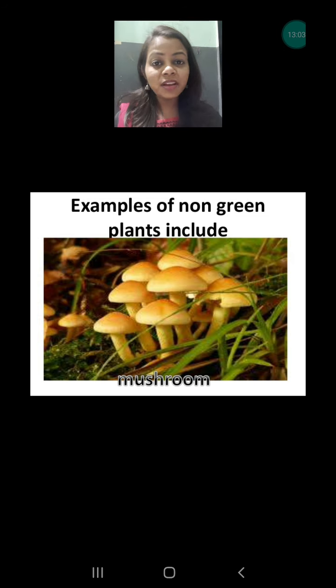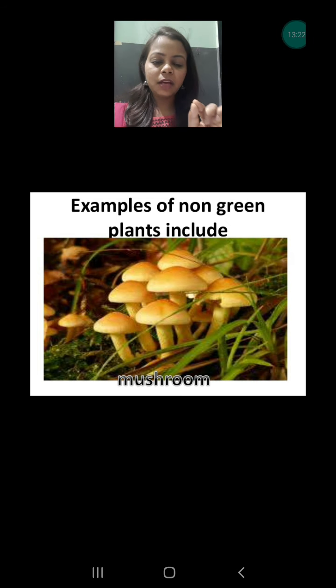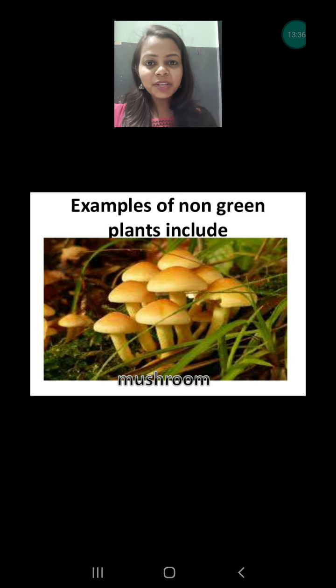Now the big question arises from here: if they are not having chlorophyll, they are not able to do photosynthesis, because just now I told you they must have 4 ingredients: water, carbon dioxide, sunlight and chlorophyll. If any one ingredient is absent, then the plant cannot do photosynthesis. So mushroom doesn't have chlorophyll, then how do they make the food? The answer is they are not able to make their food. Then how do they survive?